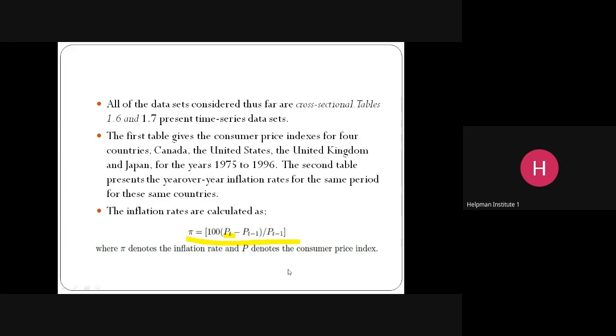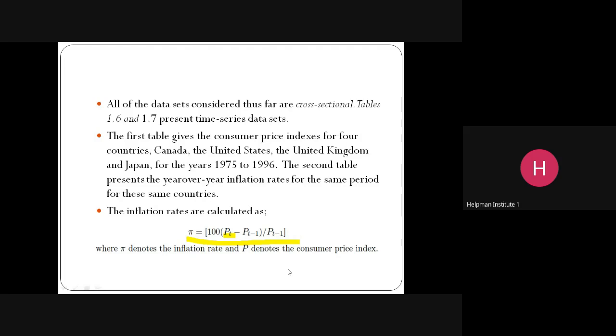Just like I was explaining, the tables we are going to see below, Table 1.6 and 1.7, will present to us some time series data sets. The first gives the consumer price indexes for four countries: Canada, the United States, the UK, and Japan, for the years 1975 to 1996. The second table presents the year-over-year inflation rates for the same period for these same countries.